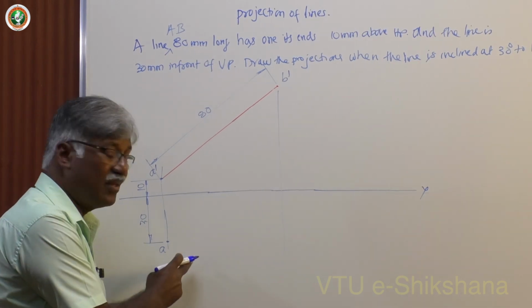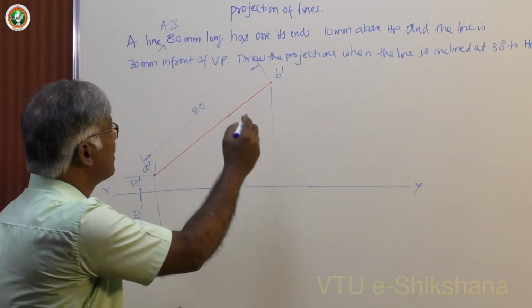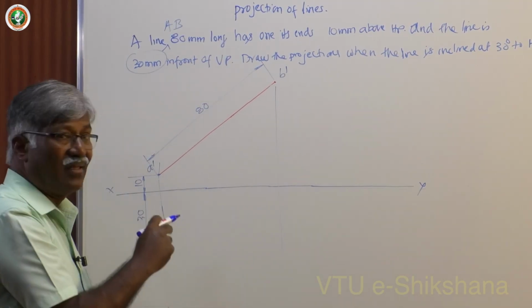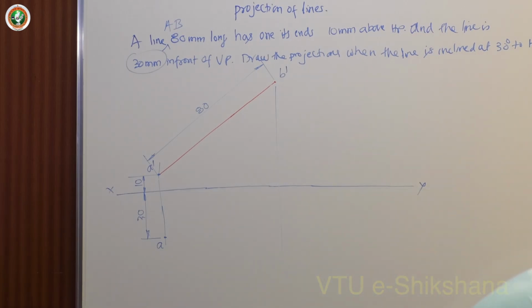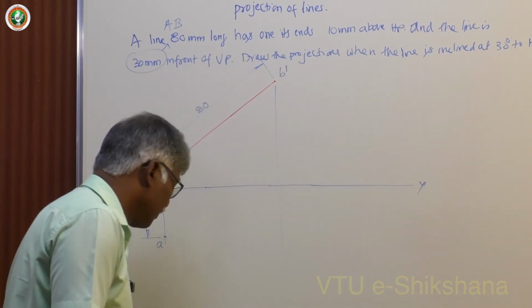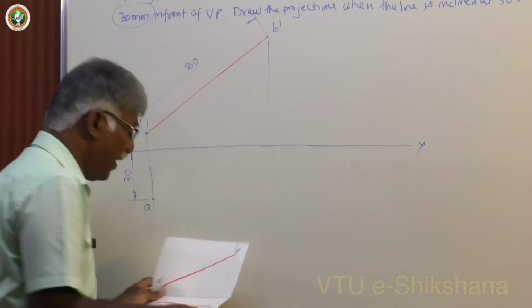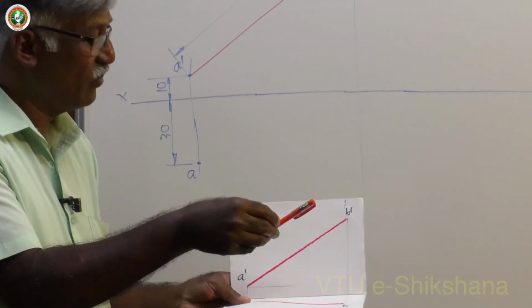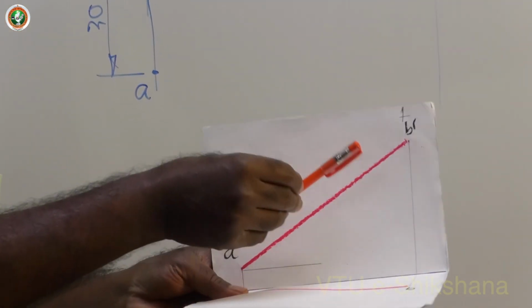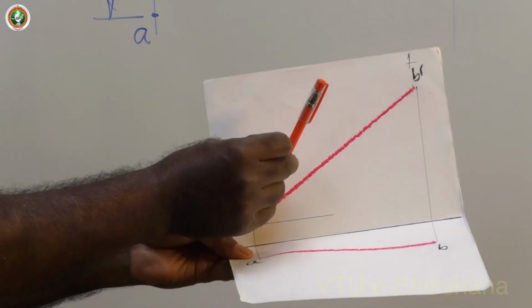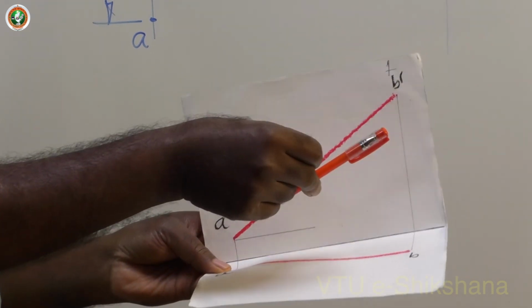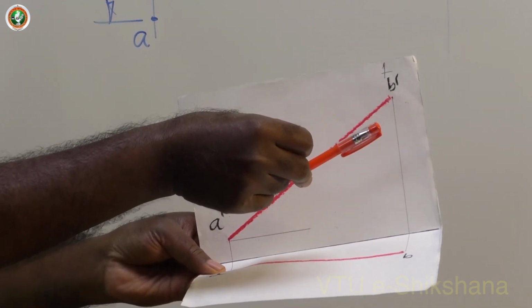Where do you expect the top view? Since the question says the line is 30 mm in front of VP. Now, if I take up the model which we have discussed earlier, see, this is the model I have. The actual line is this, its front view. Then the line itself is 30 mm in front of VP. One end is 10 mm above HP. This is the model I can use for understanding purpose.